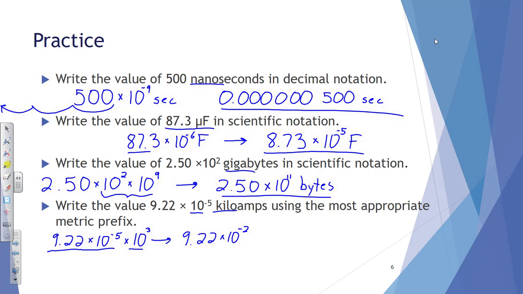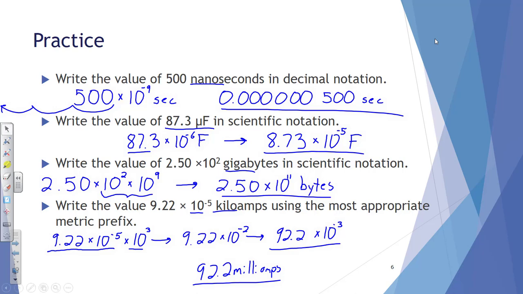Now let's get that in the most appropriate metric prefix. That negative 2 can go down to a negative 3. Then our coefficient is going to have to go up one spot, and this becomes 92.2 times 10 to the negative 3rd. Which is an engineering notation, and so we could say that that is 92.2, 10 to the negative 3rd is milliamps. And we're done.